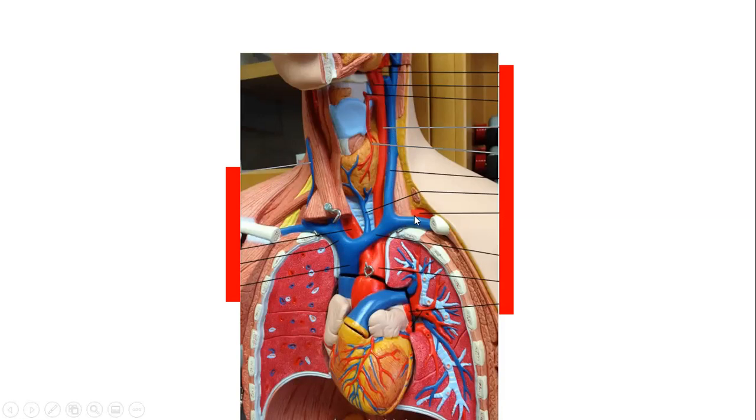And they're not showing an external on this side. I don't like the way you can see it. Well, you can see a little bit of it there. But the external is very superficial. It's actually outside that sternocleidomastoid muscle.